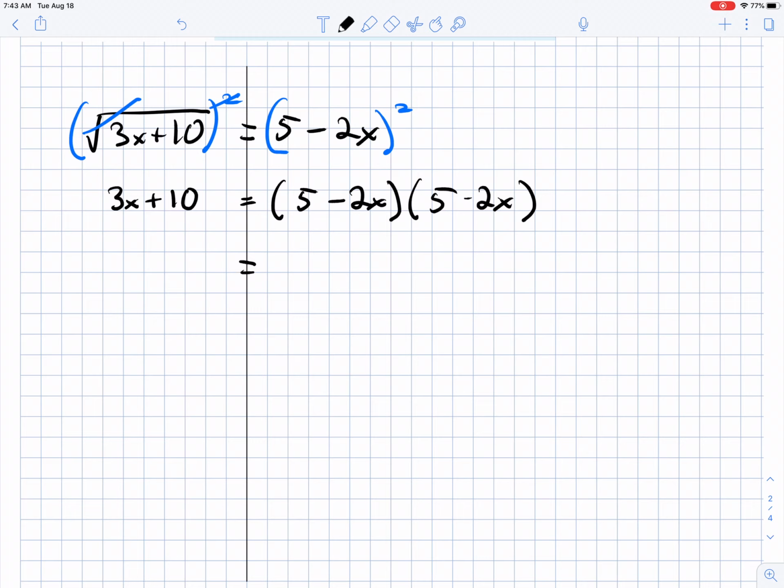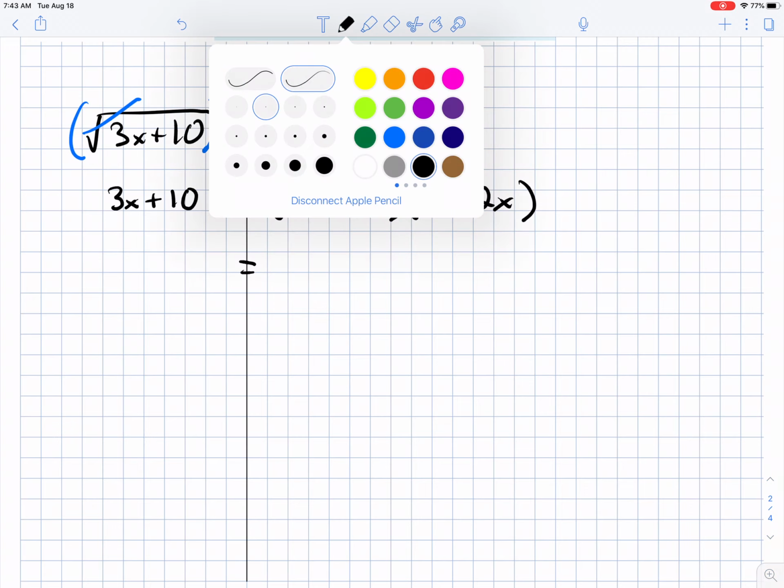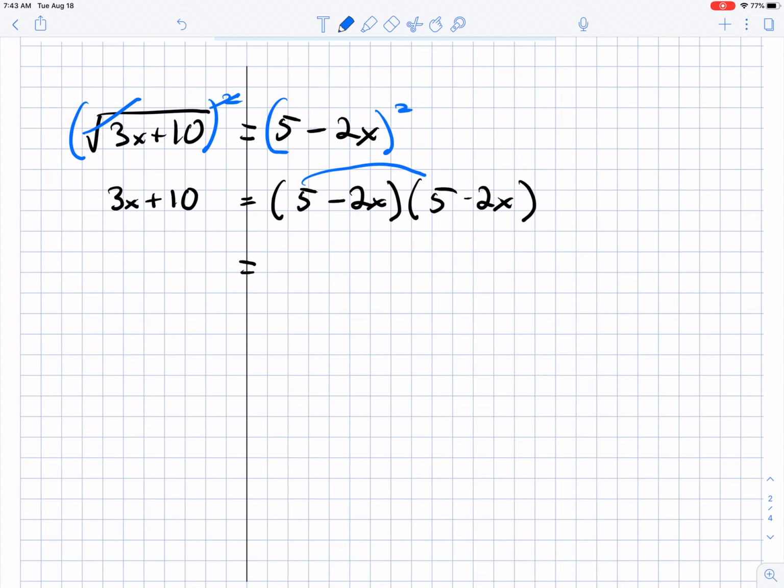If we FOIL, to distribute, basically what we're saying is that each of the two terms in the first binomial needs to be multiplied with each of the two terms in the second binomial. So 5 needs to be multiplied by each thing, and this negative 2x needs to be multiplied by each thing. FOIL goes like this: first, outer, inner, last. So let's do that and see what happens.